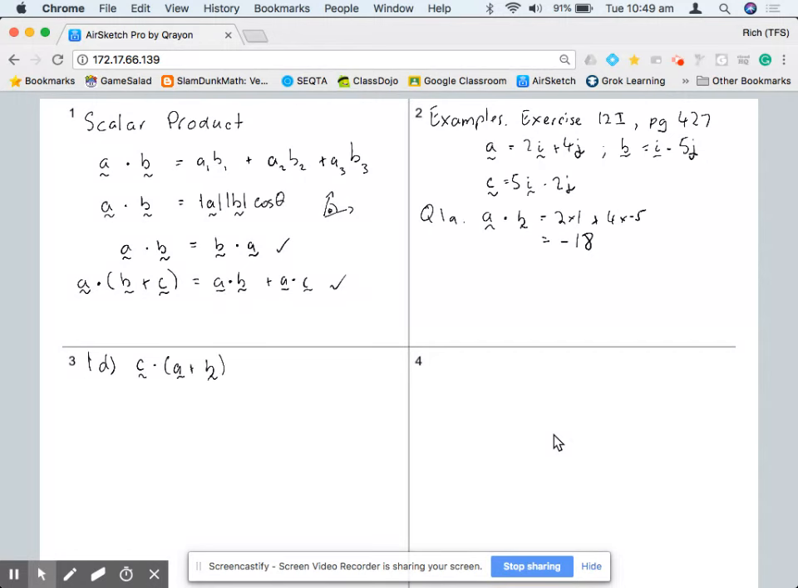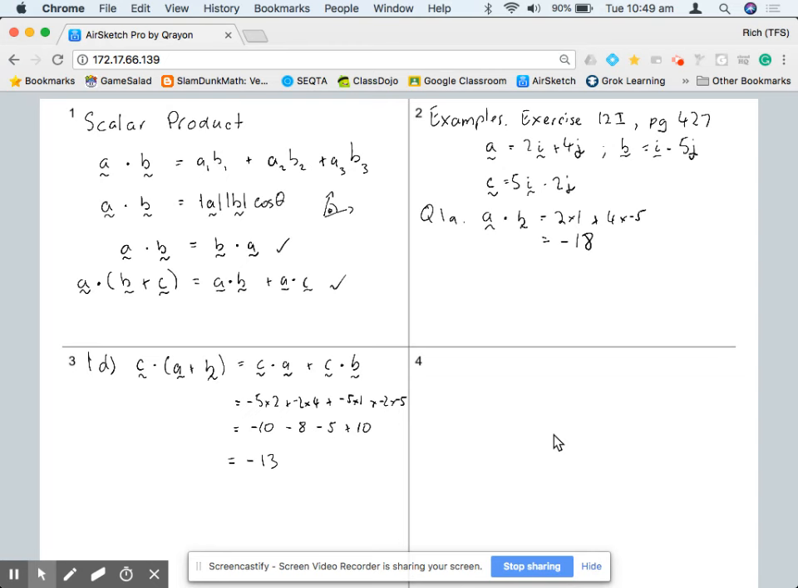Now I'm going to do this in 2 different ways so you can see that it is consistent. So by using the distributive law, that's equal to C vector dot product with A vector plus C vector dot product with B vector. And that gives us minus 5 times 2 plus minus 2 times 4 plus minus 5 times 1 plus negative 2 times negative 5. That gives me negative 10 minus 8 minus 5 plus 10. And that gives us negative 13. Is that okay?